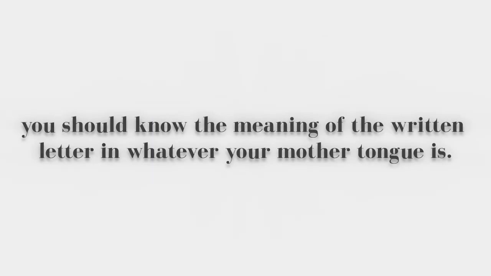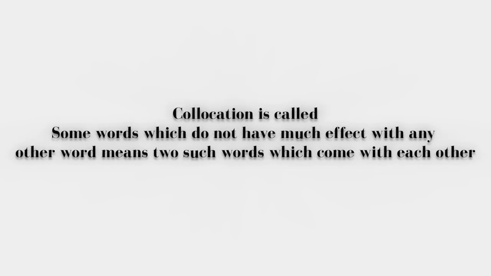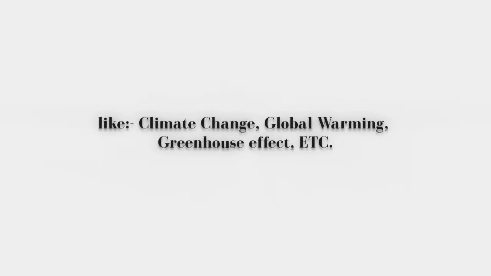Vocab means you should know the meaning of the written word in whatever your mother tongue is. Understanding means you have to see what the passage is trying to tell you, what it talks about. Next is collocation. Collocations are words which come with each other, like climate change, global warming, greenhouse effect, etc.